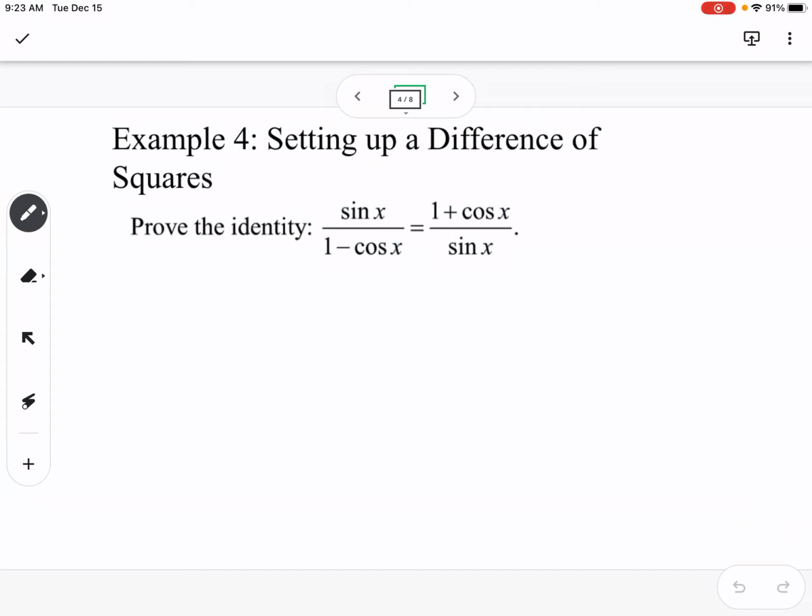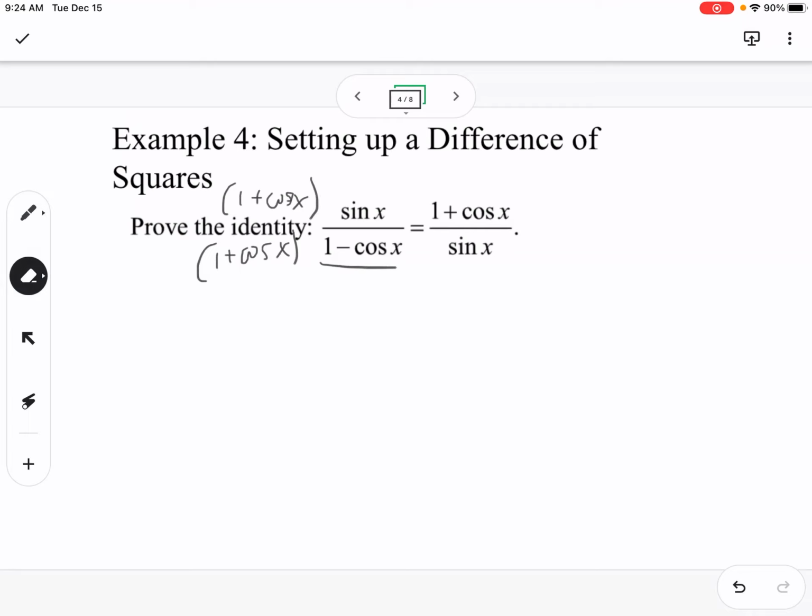Okay, so here's our first example. This is setting up a difference of squares. So on this one, I would start with the left-hand side. They look equally complicated, but on the left-hand side, I don't like the 1 minus cosine. I don't like to have a plus or minus in the denominator. And the thing that you don't want to confuse this with, 1 minus cosine is not the same as 1 minus cosine squared. So this is not a Pythagorean identity. But I can turn it into one if I multiply top and bottom by 1 plus cosine.